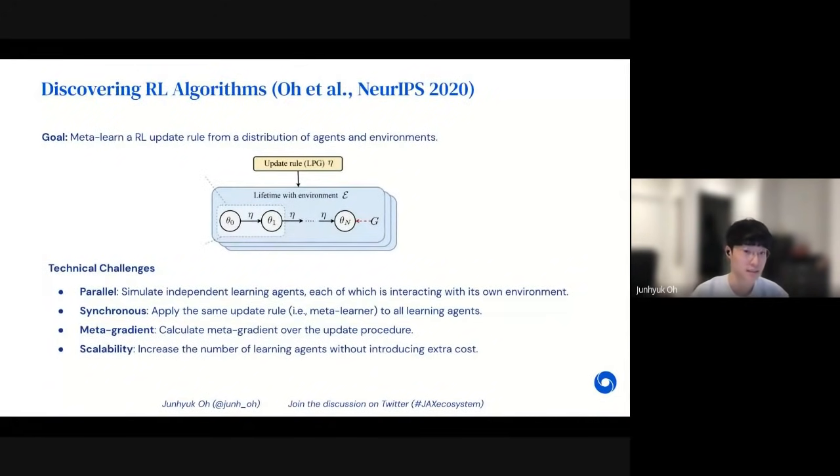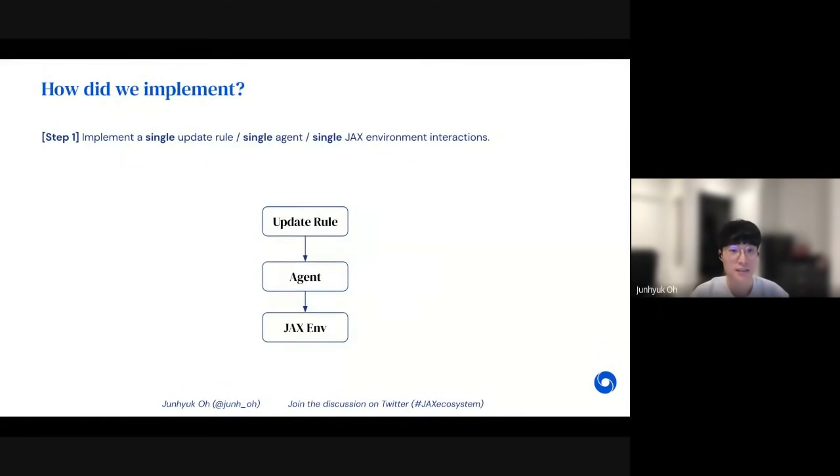So to address these challenges, we used JAX, and JAX actually allowed us to easily handle all these challenges. So in the next slide, I'm going to briefly describe how we implemented this system using JAX. At the beginning, we first implemented every environment in JAX so that we can apply Vmap and PMap later. And then, as you can see from this figure, we implemented a single update rule and single agent and single JAX environment interaction, which was quite simple.